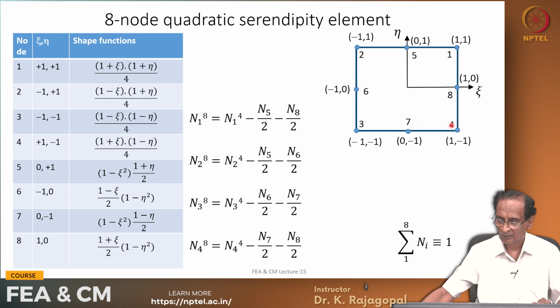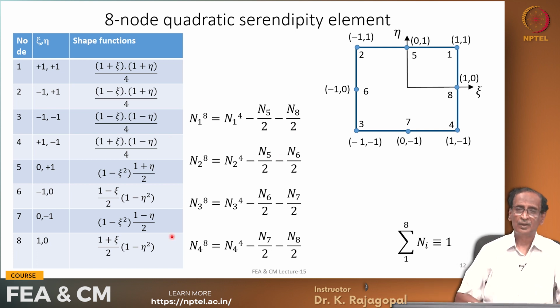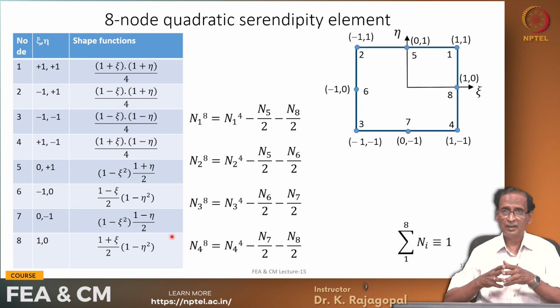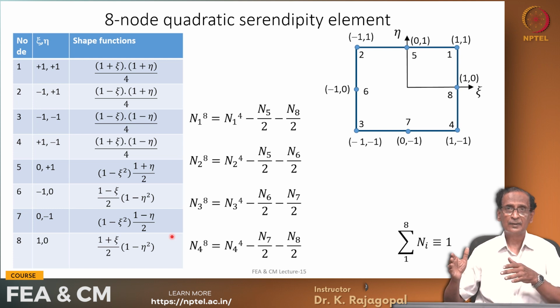So, N4 for the 8 node element is N4 for the 4 node element minus N7 by 2 minus N8 by 2 and so on. N1 for the 8 node element is N1 for the 4 node element minus N5 by 2 minus N8 by 2 and so on. These we can write directly by observation, and the main advantage here is we can easily program them, and these elements are formulated in terms of -1 to +1.